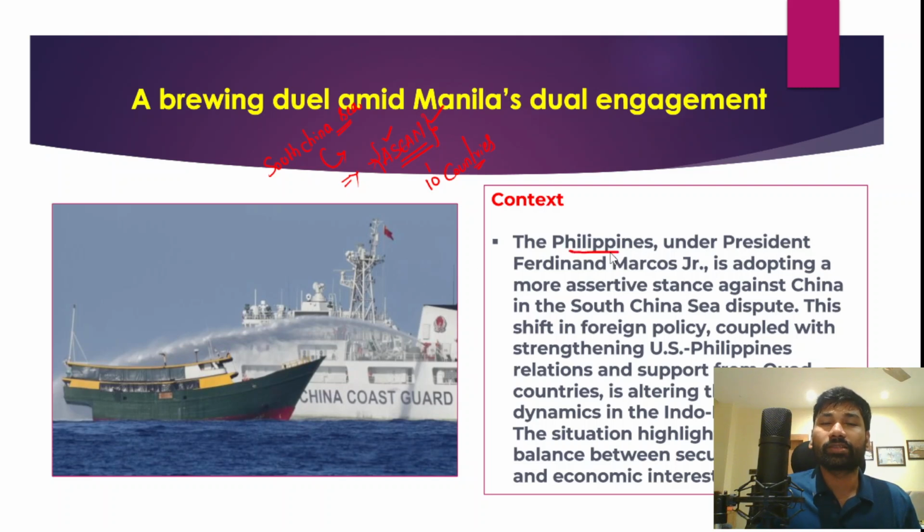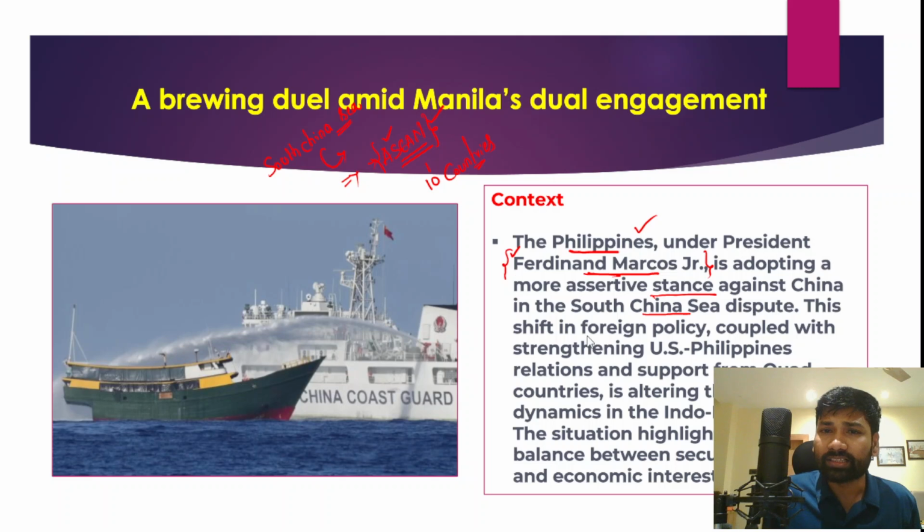Now, Ferdinand Marcos Jr. is currently the president of the Philippines. And in fact, Ferdinand Marcos Jr. has adopted a more assertive stance against China in the South China Sea. Right, so there was a dispute between China and the Philippines in the South China Sea, but this president of the Philippines, Ferdinand Marcos Jr., has adopted a more assertive and aggressive stance against China, like how China has adopted a stance over this South China Sea.